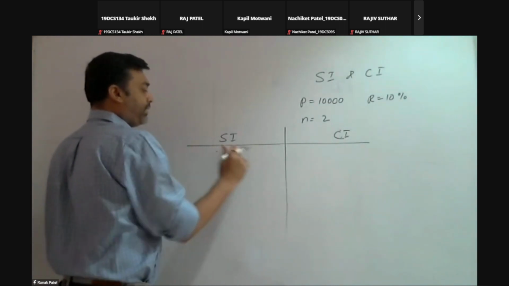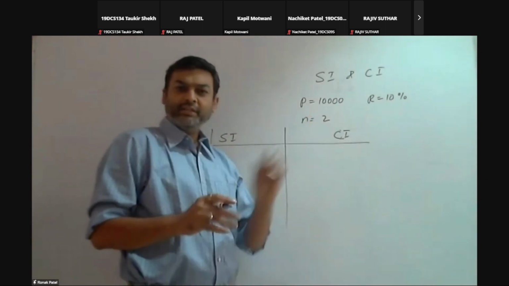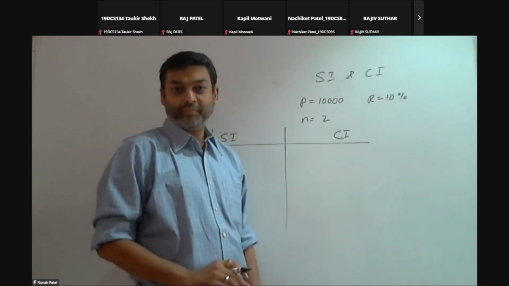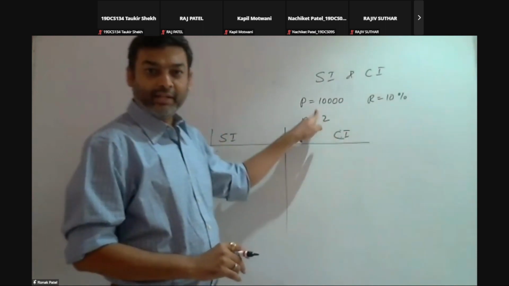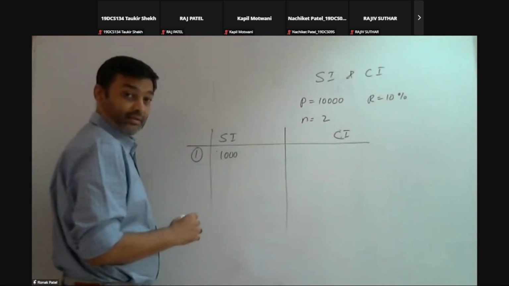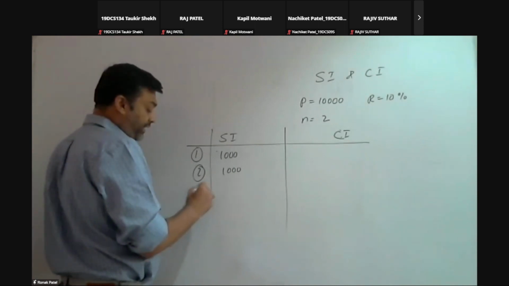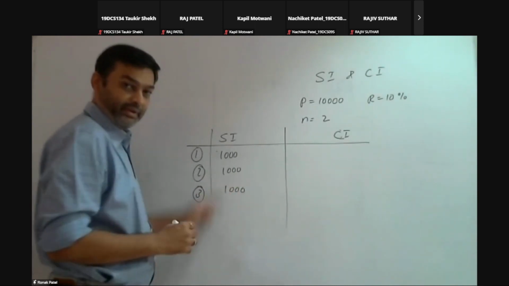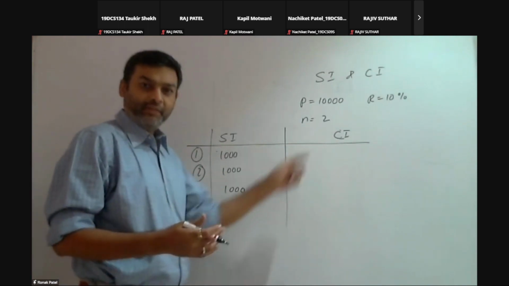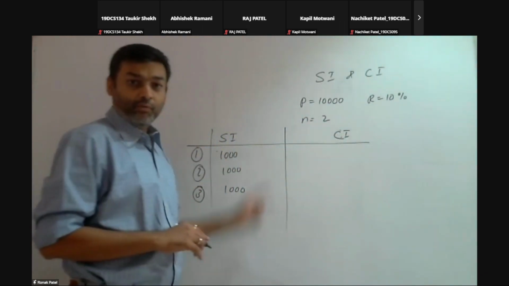Look, this is the number of years, first year. Simple interest is simple because once you calculate the interest for a year, every year it remains the same. If I calculate 10% on 10,000, the answer is 1,000. So first year simple interest is 1,000, second year simple interest is also 1,000, and third year also 1,000. Everybody understood this concept? This is very basic. So instead of using a formula, if I find 1 year's interest, I'll multiply it with the number of years. That's very simple. What happens in compound interest?